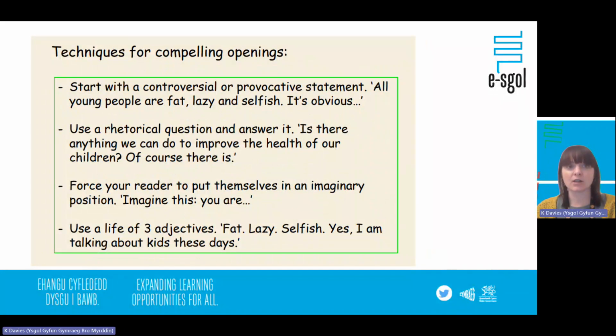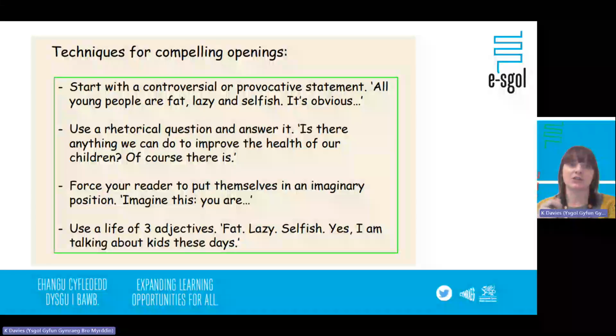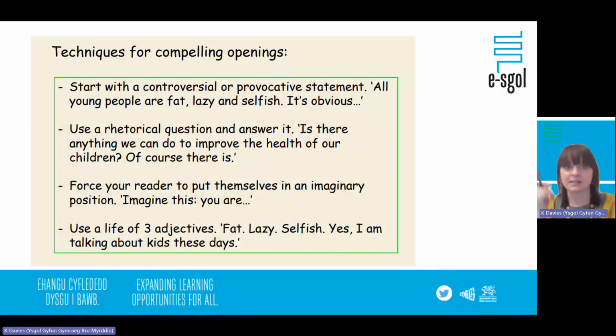Okay, so we've also got some techniques here for compelling openings. If you have a look at some of these openings, you need to start with a controversial or provocative statement. So something which is going to grip people, something which is going to annoy people, something which is, like it says there, controversial. So all young people are fat, lazy, and selfish. It's obvious. Okay, so listing the fat, lazy, and selfish, you're going to get a reaction from such a harsh statement, aren't you?